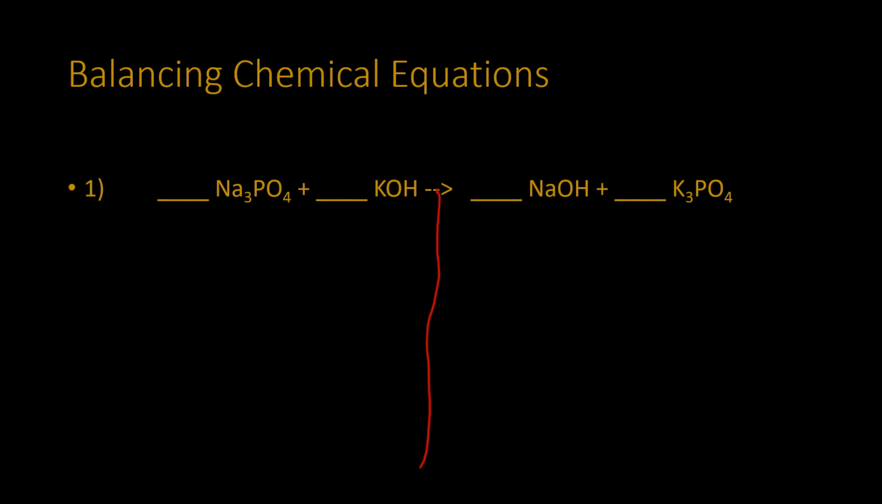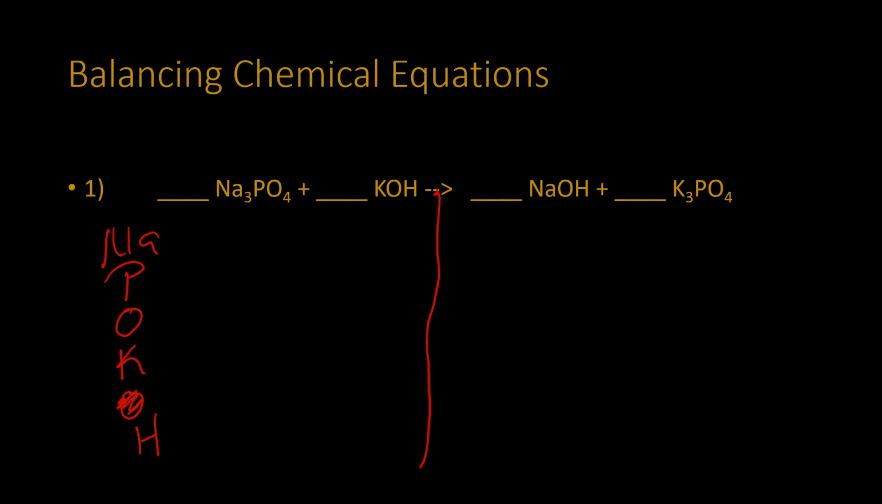So the easiest way to balance chemical equations is I draw a line straight down from my arrow. And then I list my elements. I have Na on the reactant side. I have P on the reactant side. I have O on the reactant side. And then I have K, O, K, and H.